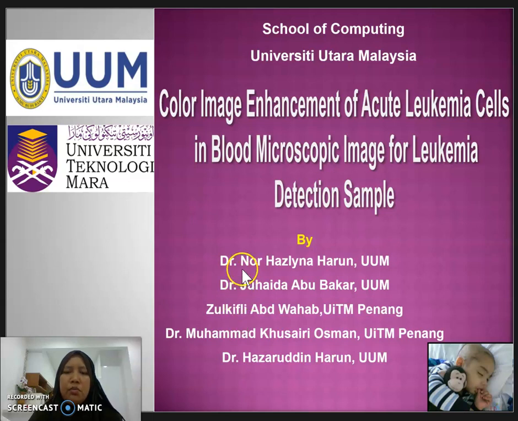So there are 3 members from UUM, led by Dr. Noor Hazlina Harun, myself, Dr. Joyida Abu Bakar, and Dr. Hazaruddin Harun, and 2 from UiTM Penang, which is Dr. Muhammad Huzairi Osman and his student Zulkifli Abdul Wahab.